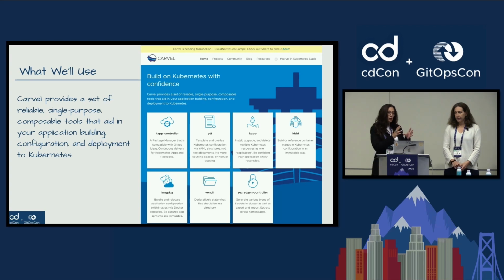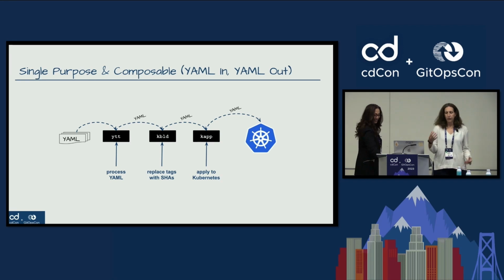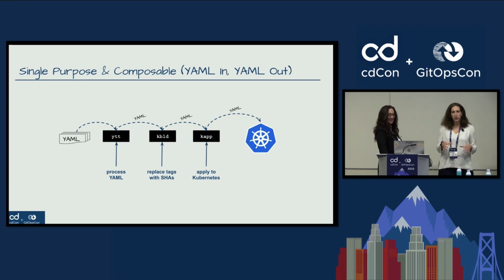And each tool you can use to build your workflow in order to manage the configuration and the deployment of Kubernetes. Easy, huh? Yeah, so this slide is sort of visualizing those two concepts, right? That each tool has a single purpose. Carvel, for example, includes a tool called YTT. Its purpose is to process YAML, similar to Kustomize or Helm.